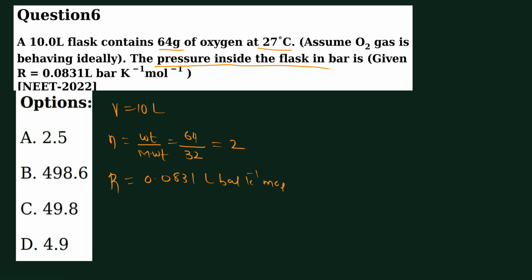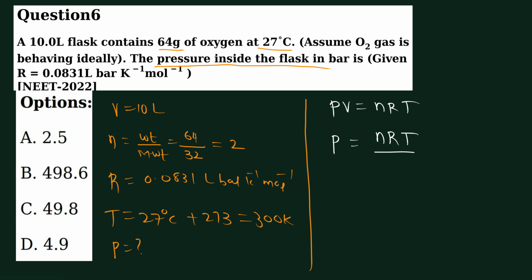The volume is given, and the R value is also given. How much is it? 0.0831 liter bar per Kelvin per mole. And the temperature is also given. The temperature is 27 degrees Celsius. You change it into Kelvin, which is equal to 300 Kelvin, and you find the pressure. So for PV equals nRT, which formula do you have to use here? The ideal gas equation, that is PV equals nRT. From this formula, P we can write as nRT by V.